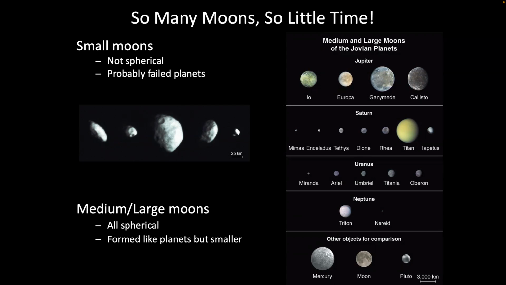So here's Io, Europa, Ganymede, and Callisto. We'll try and go through as many of these as we can. We'll come back to Titan. Titan's really cool. And if you saw today's JWST image, you saw a picture of Triton. So that's on here too. Triton is also massive.